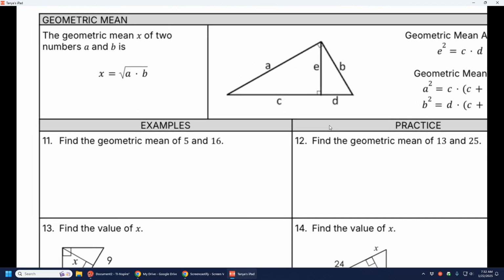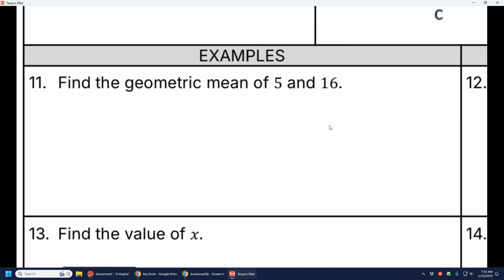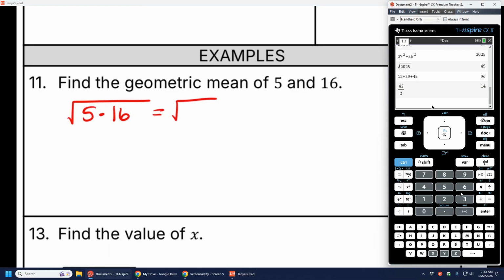So either you're going to have similar triangles where these are the formulas, or they might just give you two numbers. So let's go straight into these. Number 11, find the geometric mean of 5 and 16. We're just going to do this formula. So square root of 5 times 16. Okay, well now I'm going to figure out what 5 times 16 even is.